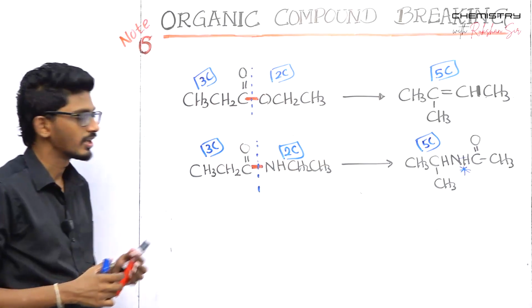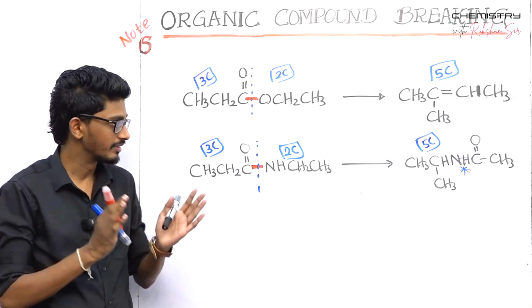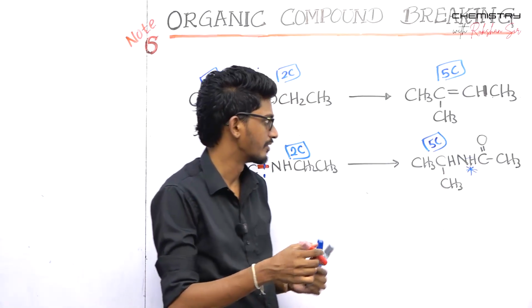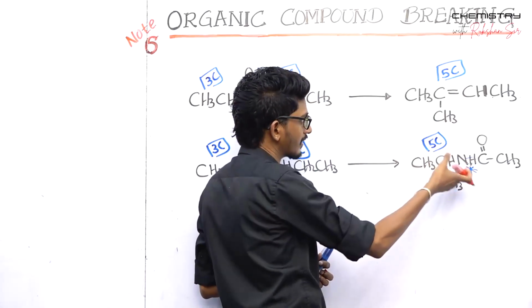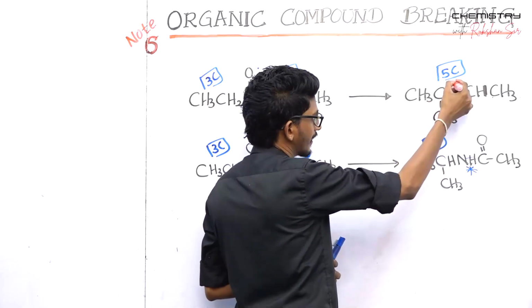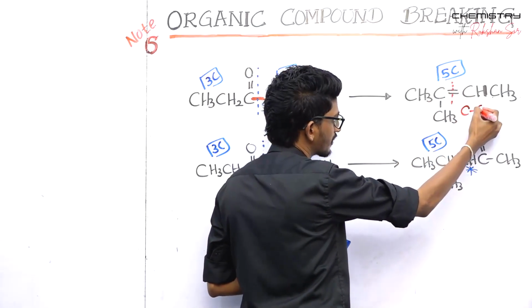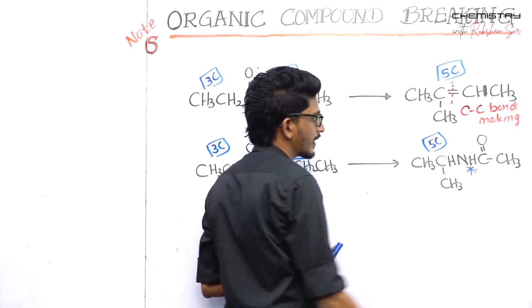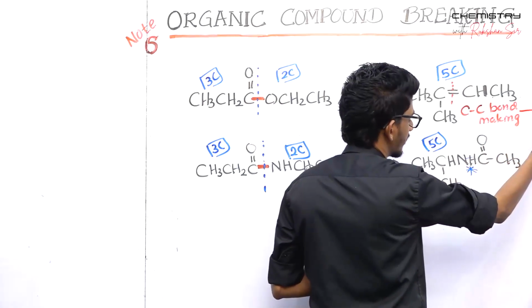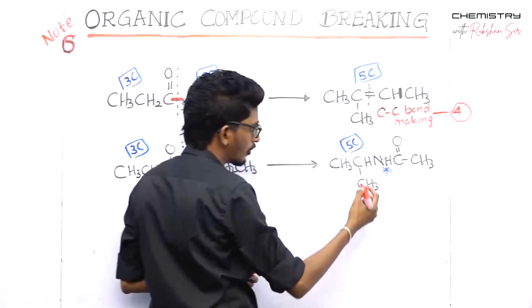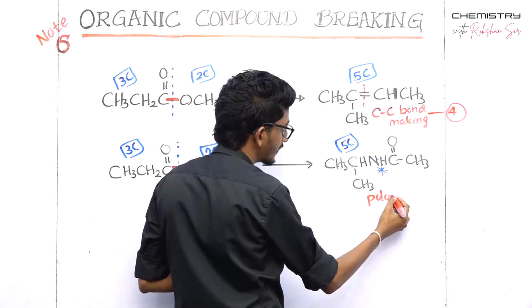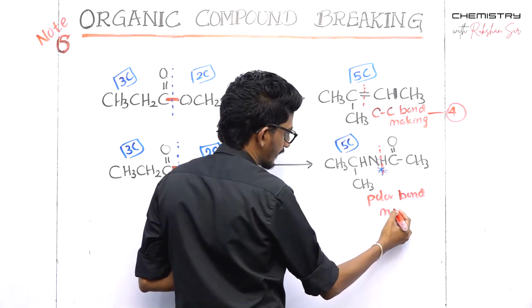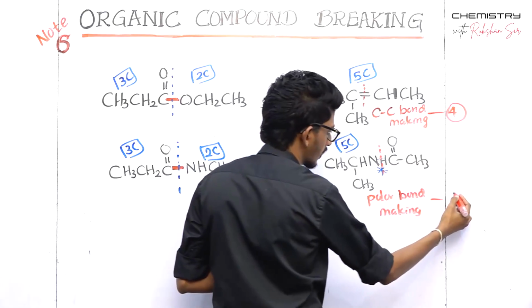Before today's lesson, last day we had discussed how to make the polar bonds, and before that we had discussed how to make the carbon-carbon bonds. Carbon-carbon bond making was discussed with note number 4, and polar bond making was discussed with our note number 5.